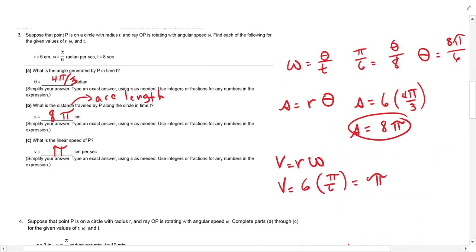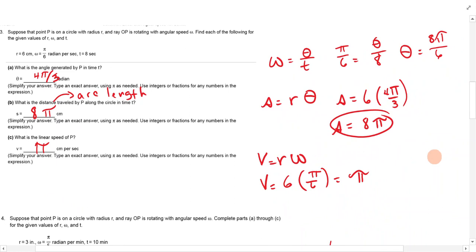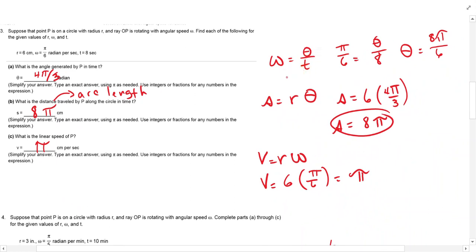All right, suppose P is on the circle. We've got R is 6, W is pi over 6, and T is 8. And so here is our formula. What is the angle generated by P in time T? And that means we're solving for theta. So W equals theta over time. So W is pi over 6 equals theta over 8. So multiply the 8 over here, 8 pi over 6. Reduce that, that's 4 pi over 3.